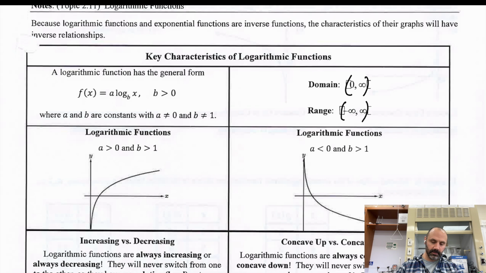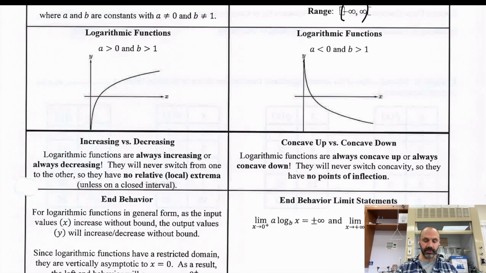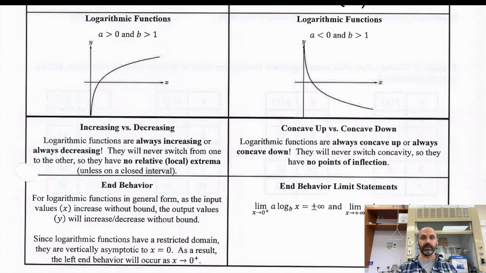And so this is the general shape. If a is less than 0, really all you're doing is reflecting the function over the horizontal axis. Putting a negative in front gives you that flipping transformation. And then increasing versus decreasing. Logarithmic functions are always increasing or always decreasing. They never switch from increasing to decreasing or something like that. And so there are no local extrema or even absolute extrema. They go to infinity vertically up and down.